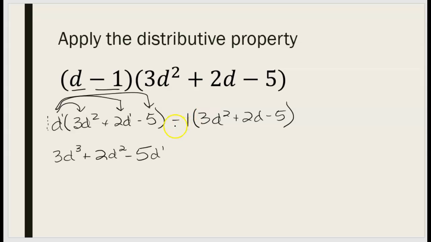Okay, now we're ready to jump to this negative 1 term that has to get distributed through this set of parentheses. So negative 1 times 3d squared is negative 3d squared. I didn't say the squared earlier, but the squared is part of that. Now negative 1 times 2d. Negative 1 times 2 is just negative 2, and then we've got a d on there, okay? And now I need to multiply negative 1 times negative 5, and negative times a negative is positive, and we have the 5 on there.